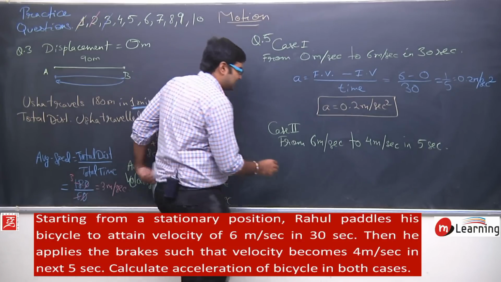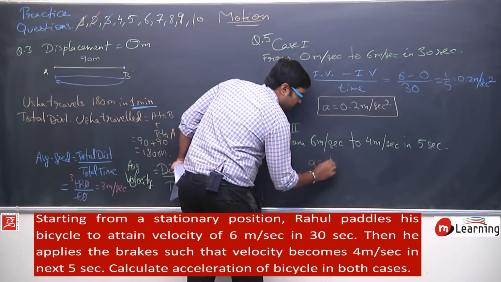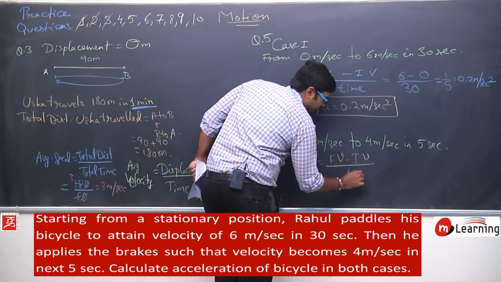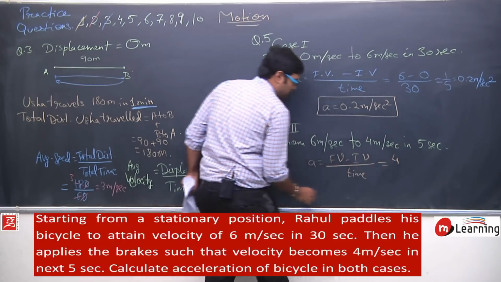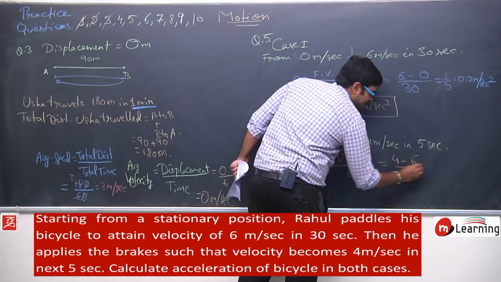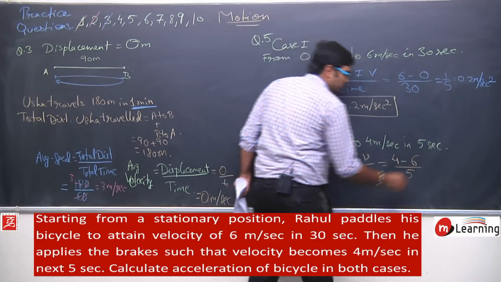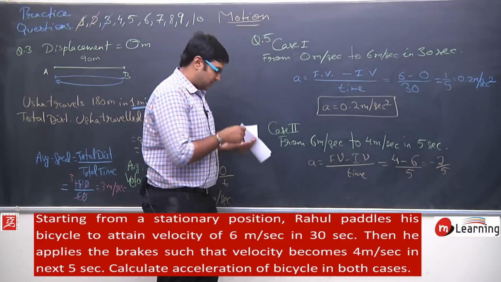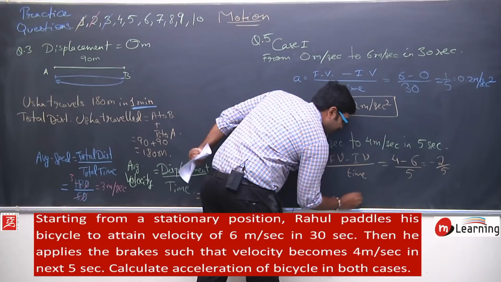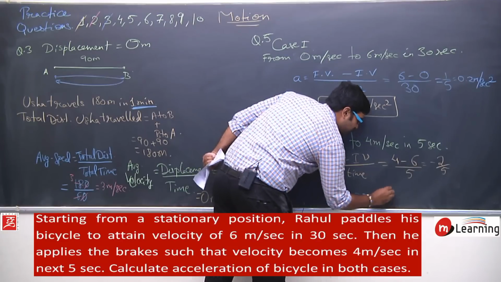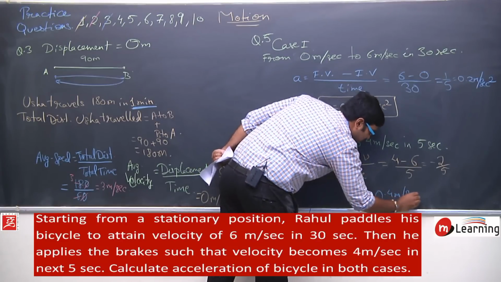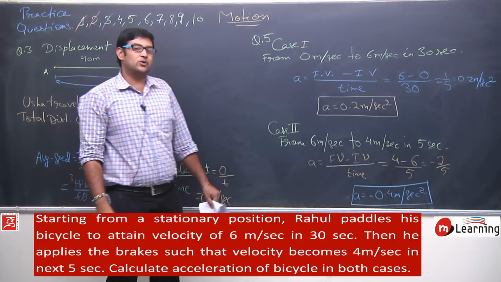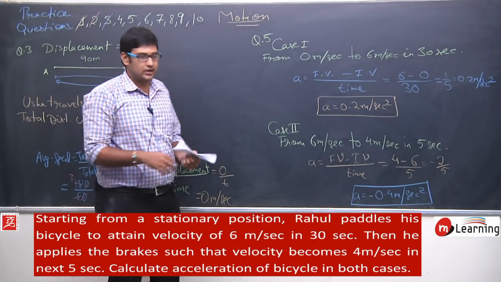So again we can calculate the acceleration. It will be equal to final velocity minus initial velocity upon time taken. So what is the final velocity? It is 4, minus the initial velocity, which is 6, upon time taken, which is 5. So this will give you minus 2 upon 5. When you solve this, the acceleration will come out to be minus 0.4 meters per second square.